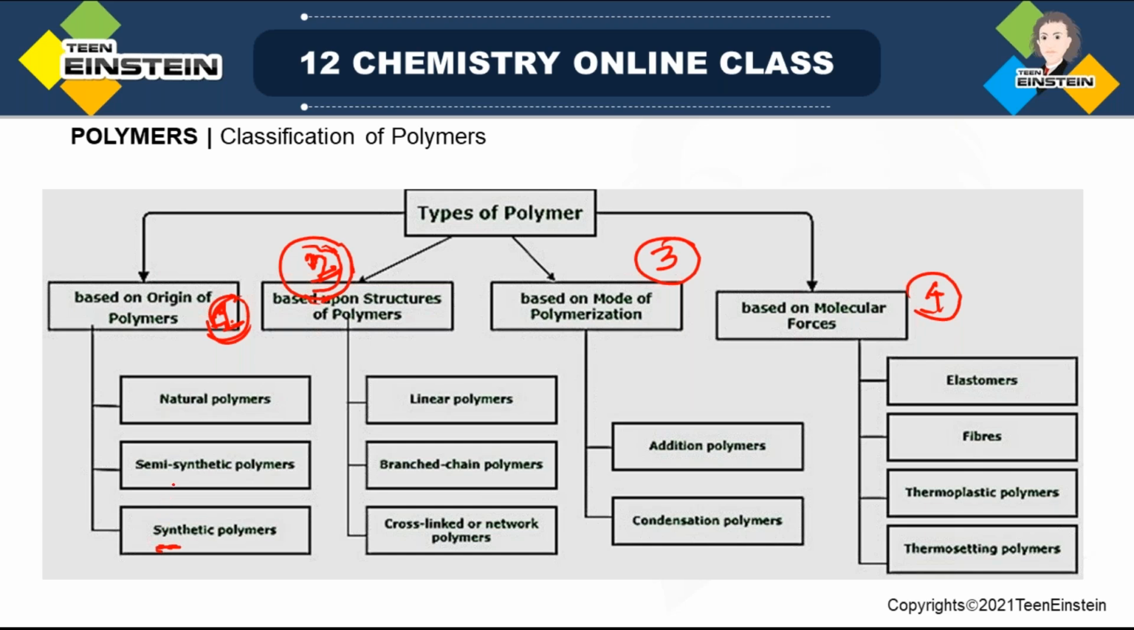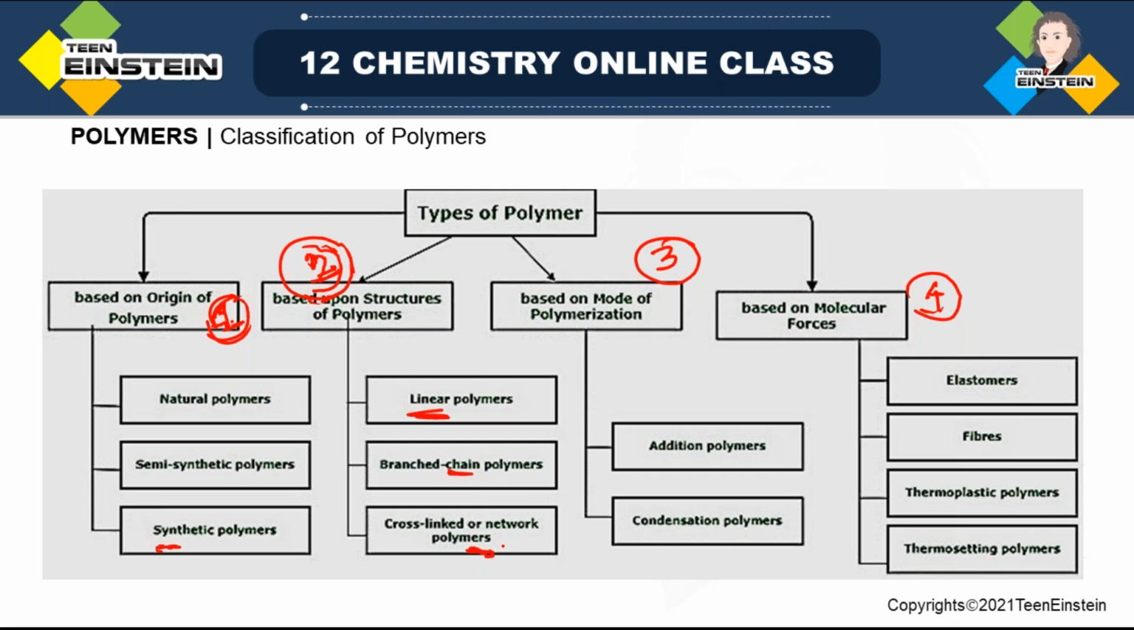Suppose you have some natural polymer, you are making some changes in the structure, then it will be under this category, semi-synthetic, not completely natural, not completely synthetic. Then we have based on structure, linear polymer, then branch chain polymer. So branch chain means there will be some branching present, substituent, and cross-linked or network. So cross-link, that means each chain will be connected to each other. Fine. Based on mode of polymerization.